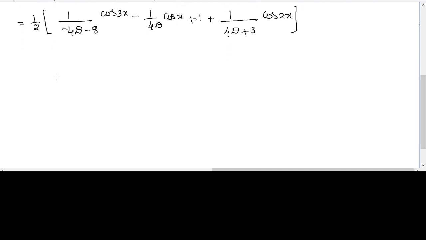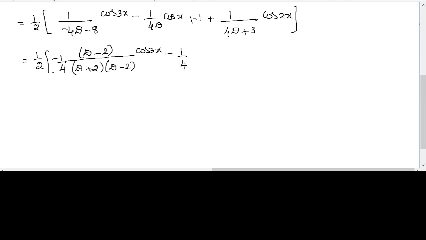So can we continue that? So this is giving us 1 by 2 into, and here we take minus 1 by 4 outside. If I take minus 1 by 4 outside, I am going to get here d plus 2. And here I need to multiply and divide it by the conjugate of this d plus 2, that is d minus 2 in the numerator, d minus 2 in the denominator, right? Into cos 3x minus 1 by 4 into, here we have 1 by d into cos x, that is integral of cos x.